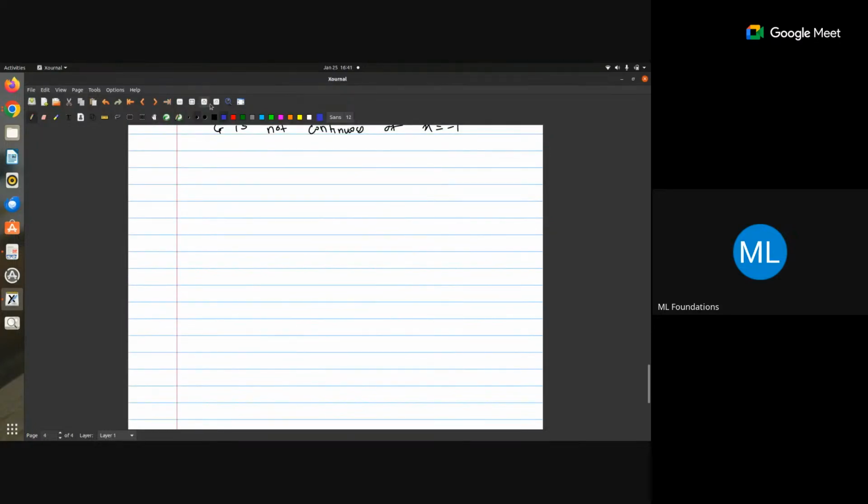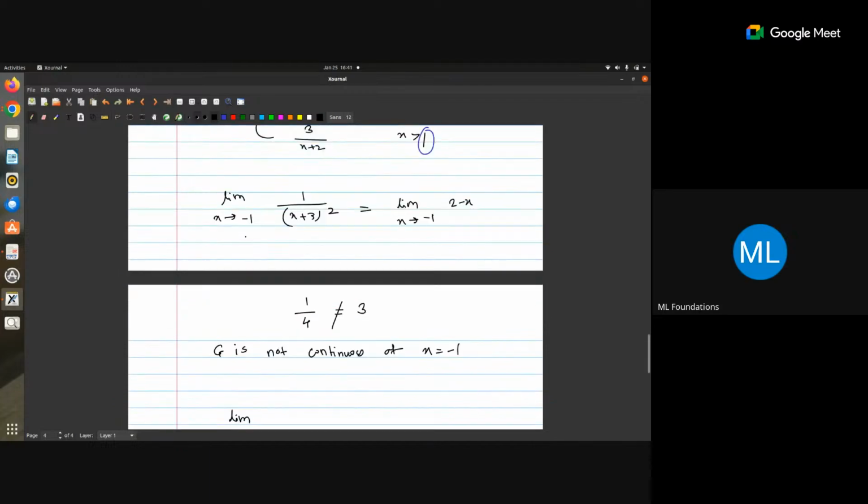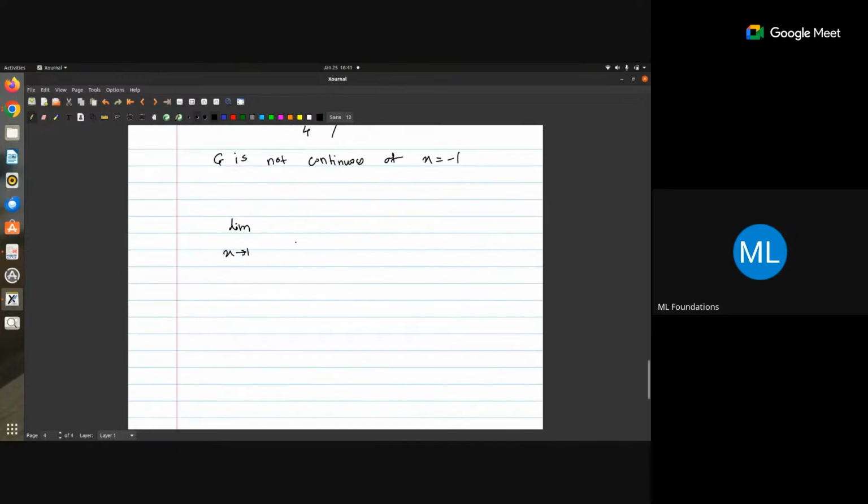So what is that? It is limit as x tends to 1, 2 minus x equals limit as x tends to 1, 3 upon x plus 2. So again, if I substitute 1 here, what is the value? 1 on the left hand side limit. 1 is equal to 1. So therefore g is continuous at x equals 1.